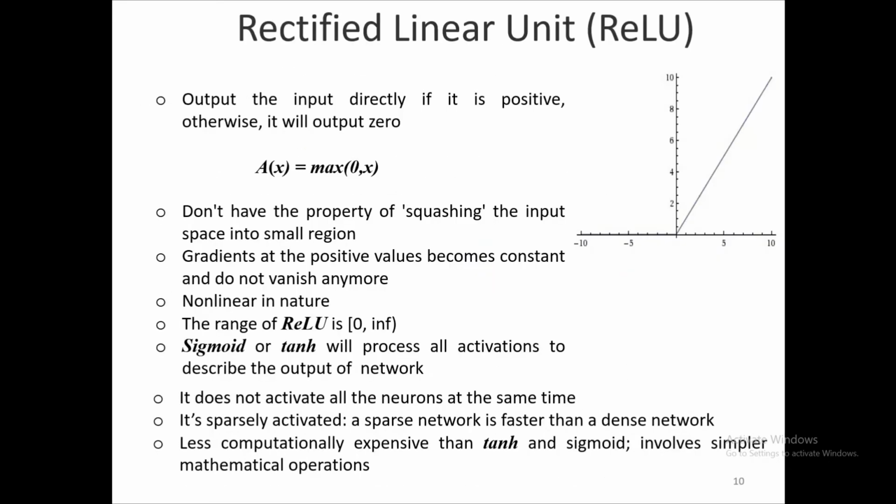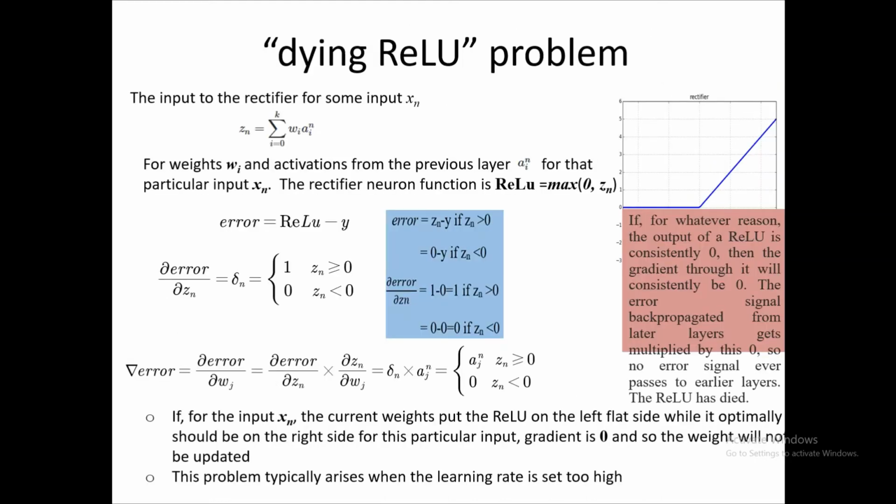So this is all about the ReLU, but there is also one problem. Like we have got the input x. For the input xn, the input to the rectifier can be written as the weighted sum of the activation function in the previous layer and the current weight. Like we have this input to this Zn.